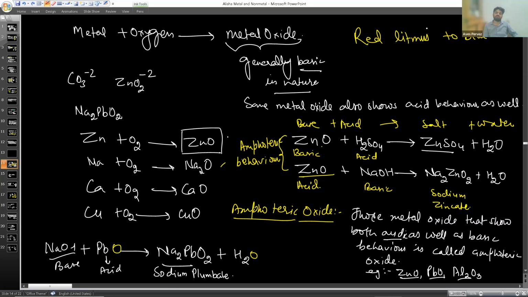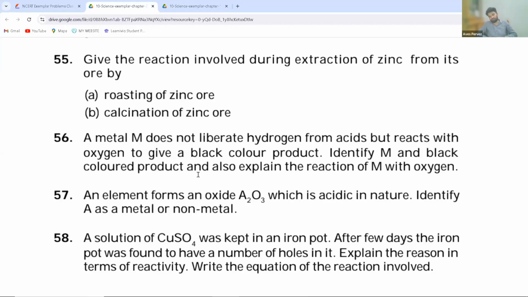So what are amphoteric oxides? They show both acidic as well as basic behavior, like ZnO, PbO, Al2O3. They are acidic oxides as well as basic oxides. When they react with acid, they show basic behavior. When they react with base, they show acidic behavior. But generally, metal oxides are basic in nature. Okay, so here we have a question, note down question number 57.